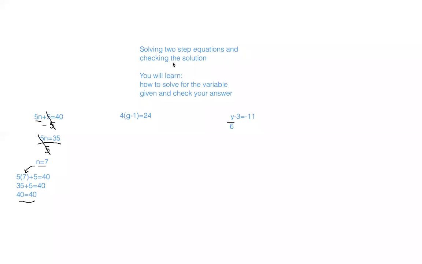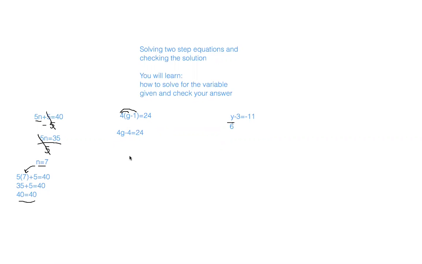All right. Now, this second example, as we can see here, we're going to have to do a little bit of distribution, but that shouldn't be too hard. All we have to do is distribute the 4 to the g here, distribute the 4 to the negative 1 here, and then 4 times g is simply 4g. 4 times negative 1 is negative 4. And on the right side, we're left with 24.